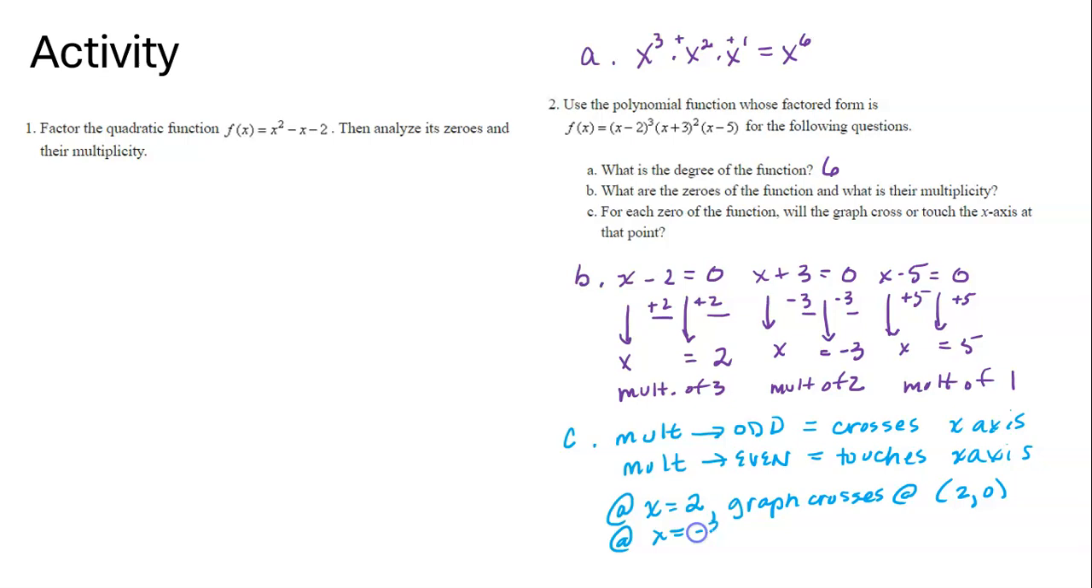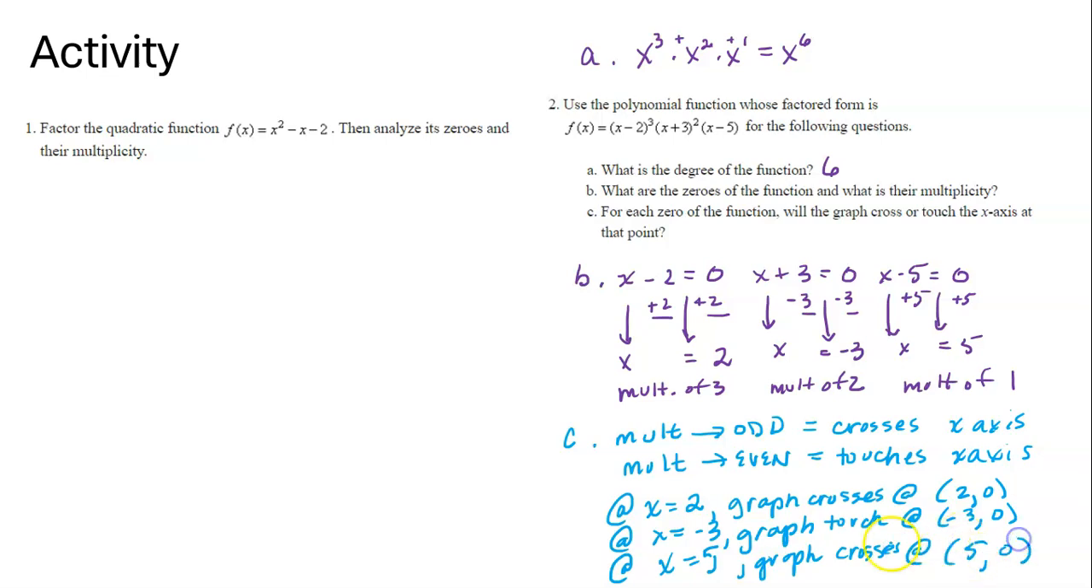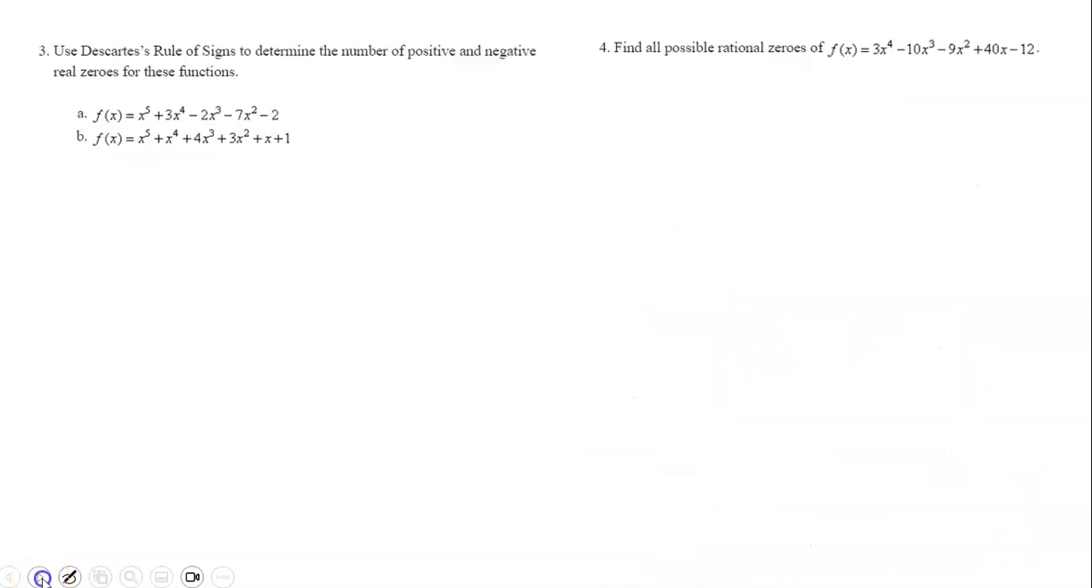At x equals -3, which has a multiplicity of 2, the graph will touch at (-3, 0). And then at x equals 5, which has a multiplicity of 1, the graph crosses at (5, 0). Okay, all right, let's keep going.